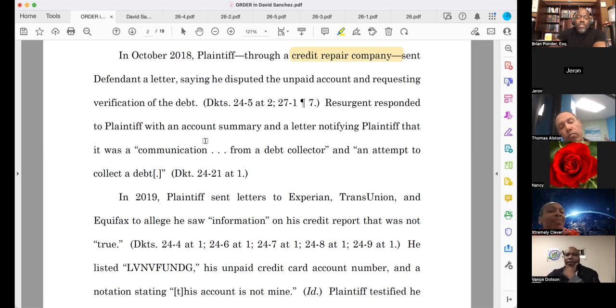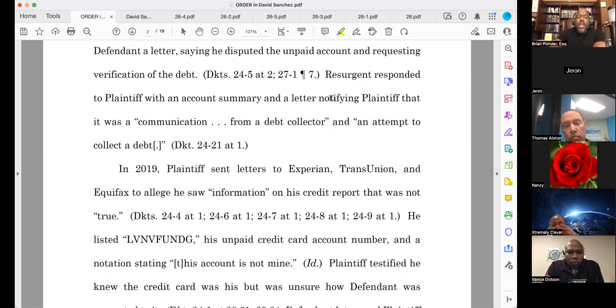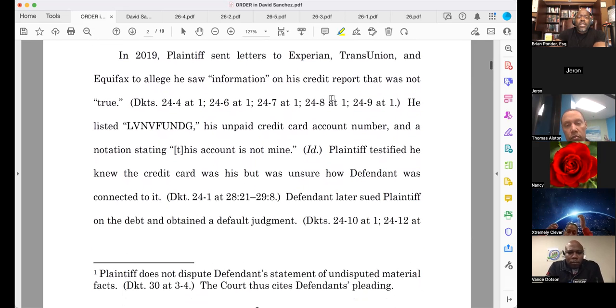Resurgent responded to plaintiff with an account summary and letters notifying plaintiff that it was a communication from the debt collector and collected debt. Okay. Well, that's just a response letter.